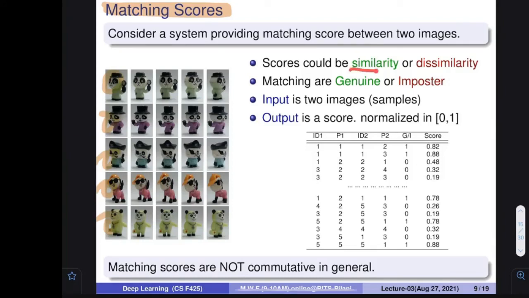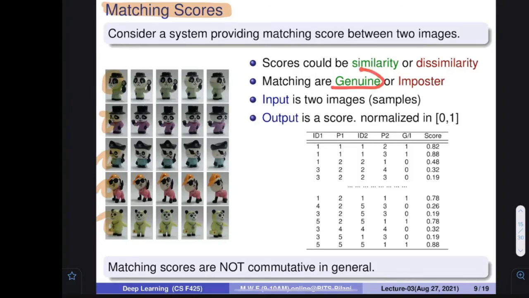Matching score could be similarity or dissimilarity. When the two things are matching, the score is high, and it is called the similarity score. What is the dissimilarity score? You take any maximum value and subtract the score from that. This is a dissimilarity score.